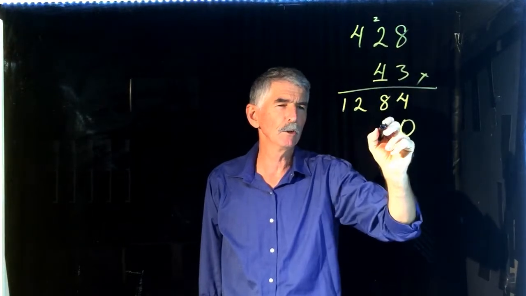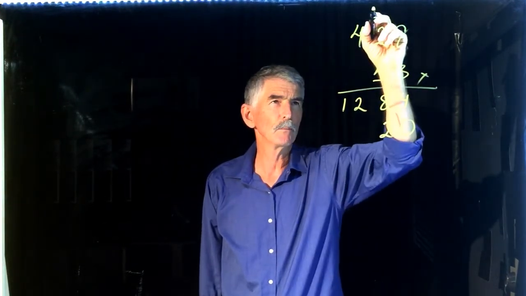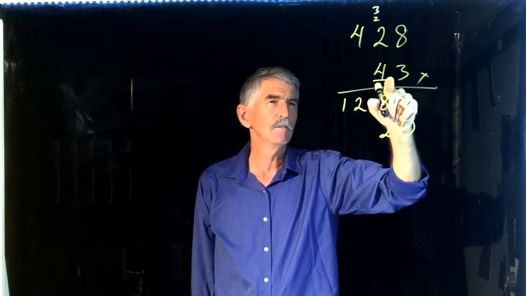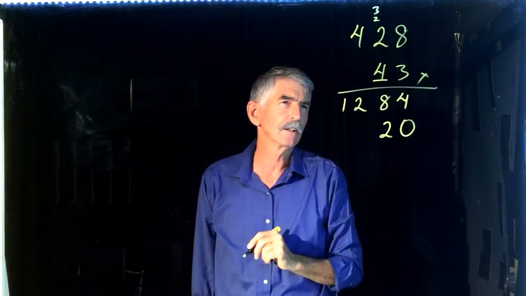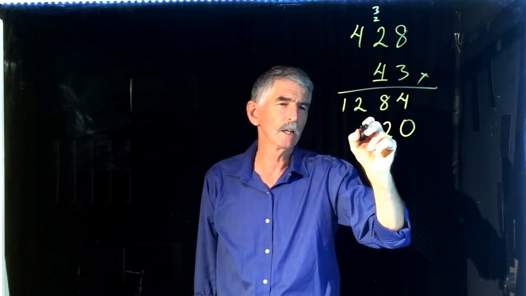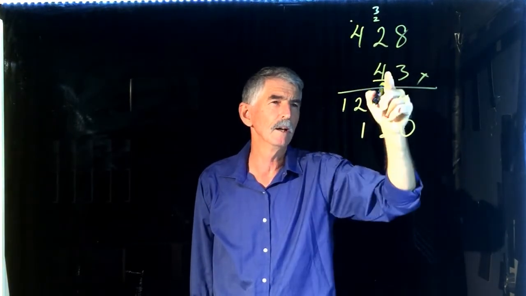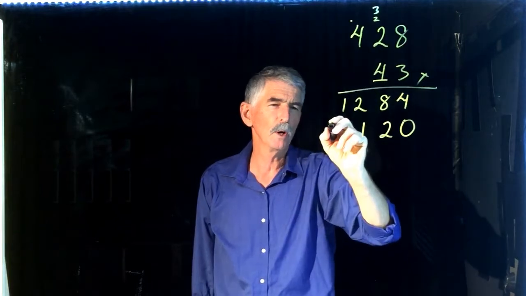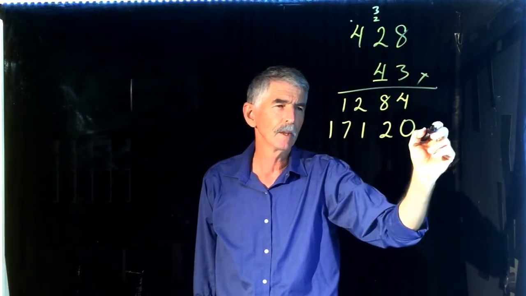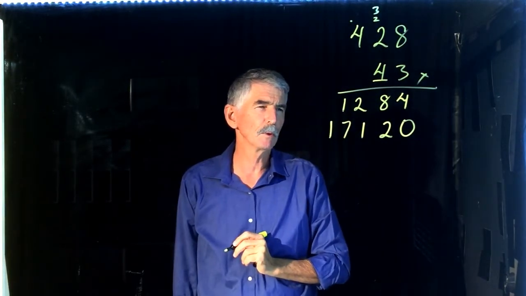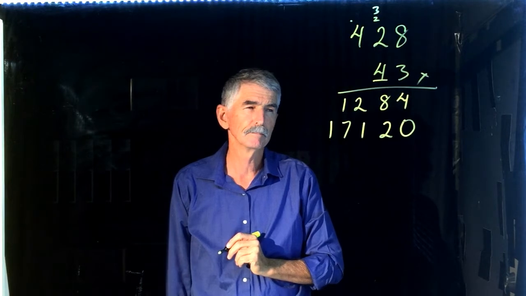4 8s are 32. I put down the 2. I carry up the 3. 4 2s are 8 and 3 is going to be 11. I put down the 1. I trade up the 1. 4 4s are 16 and 1 is 17. So you just take a pause while you guys do the next step.